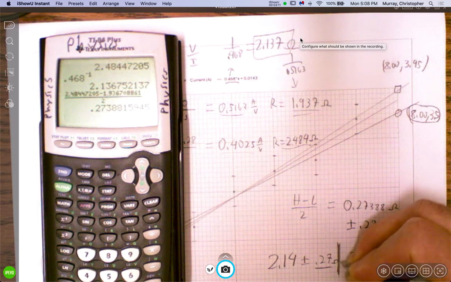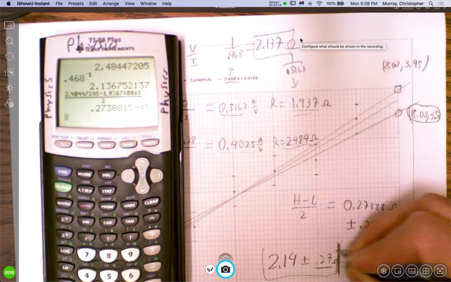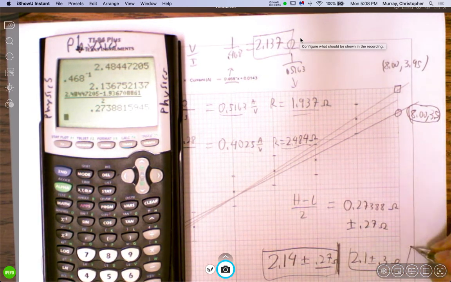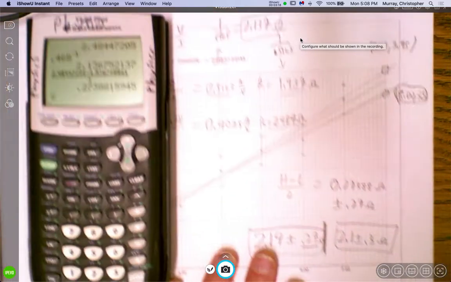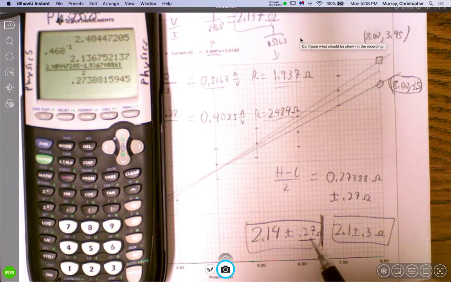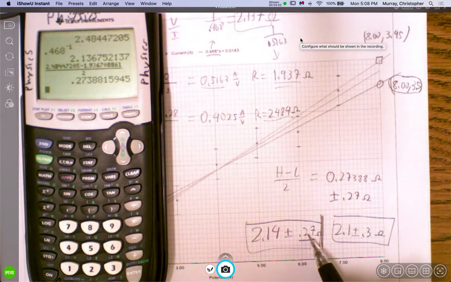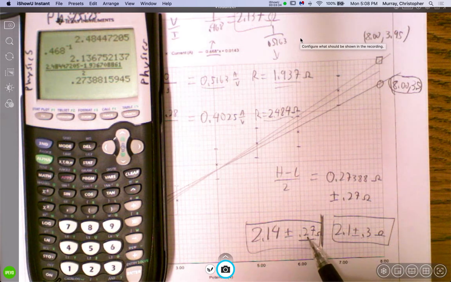These are ohms. Either one of these would be just fine. That's what I got: either 2.14 plus or minus 0.27, which I kind of like all these digits, but I don't even know. I think IB wants us, if you propagate an uncertainty or calculate it, to use 2 digits, but I think either one would be fine. Either one's fine for me. All right.